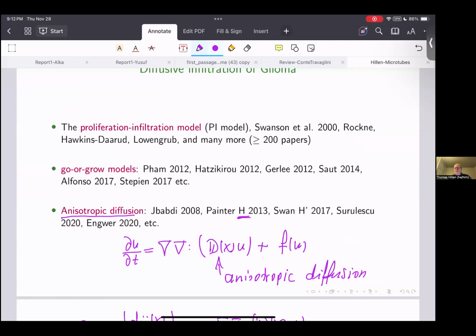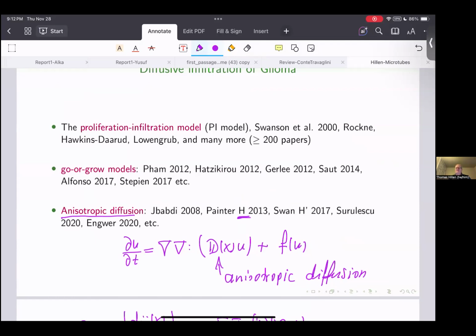Nobody knew how they move into the healthy tissue. And this is a problem because, of course, we want to know how they move. Until in 2015, Oswald and collaborators published experiments on mice where they have a living mouse, and in the living mouse, they can visualize the growing tumor in the brain.